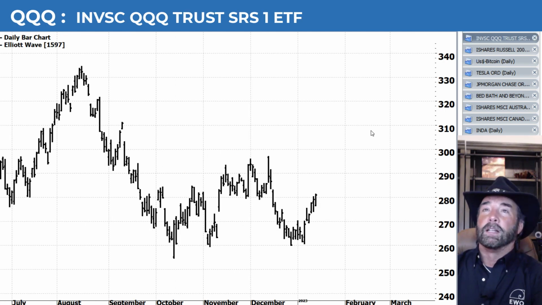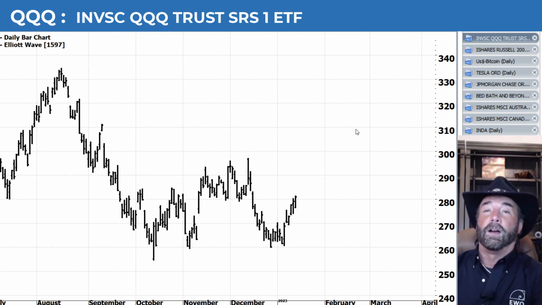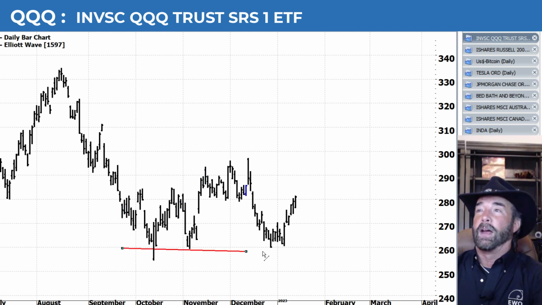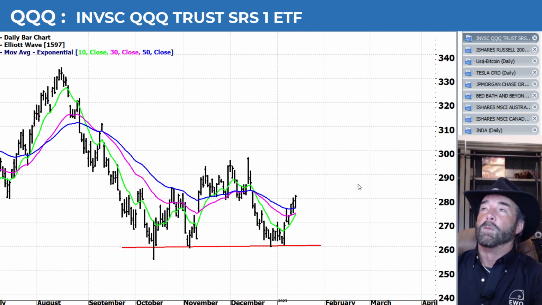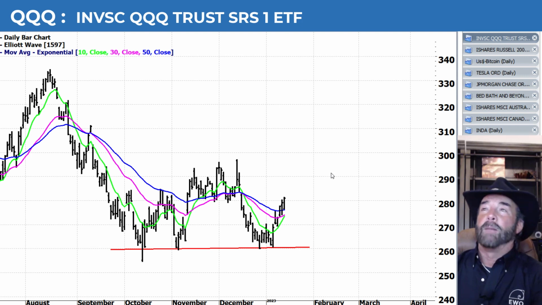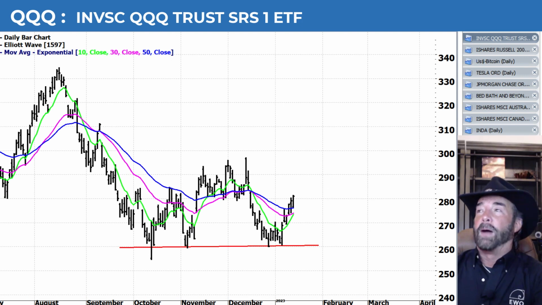Look at the Qs, a relabeling here as well. This was one that had a qualified downward 5-wave impulse pattern. That's been relabeled, and you can see the amazing amount of support that we have here at 260, and we're bouncing from that level. We look at the moving averages, not really that much overbought yet either, but we are at a little bit of resistance here. But if the Qs could break above 280, we could have something going here.